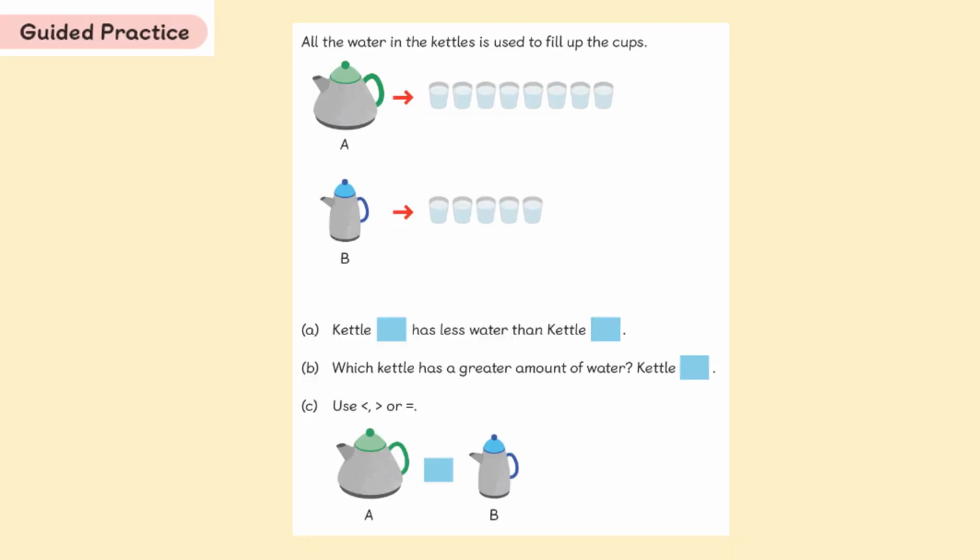Okay, time for guided practice now. It's quite a short one for you and your partner to do. There are 2 kettles. They were full up, and then all of that water was poured into some cups so that you can compare the volumes of water in each kettle. There are just 3 questions to answer. Don't forget, for question C, using the greater than and less than symbols, think about those greedy crocodiles or greedy fish. They always have their mouth open wide to gobble up the biggest value. Good luck!